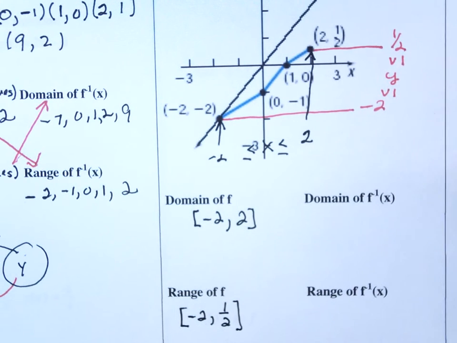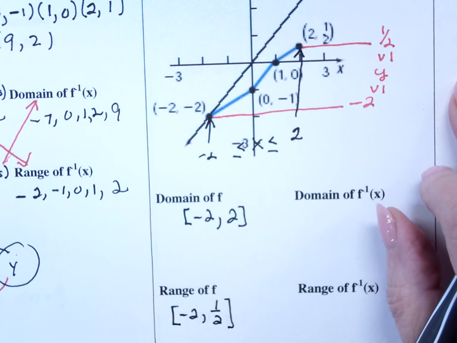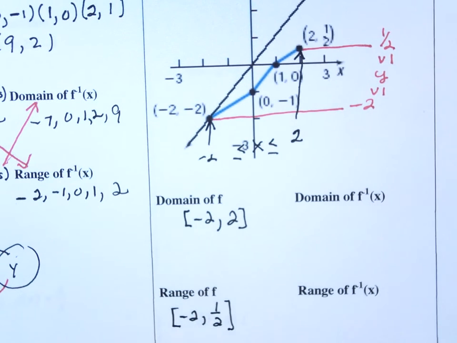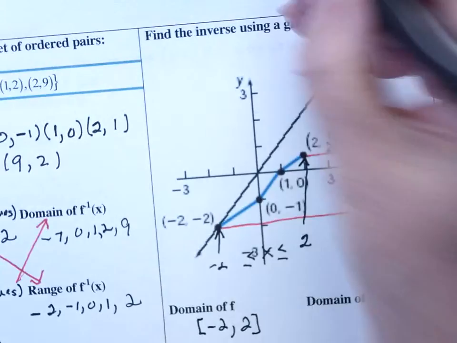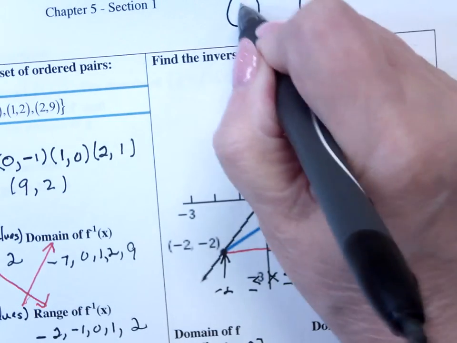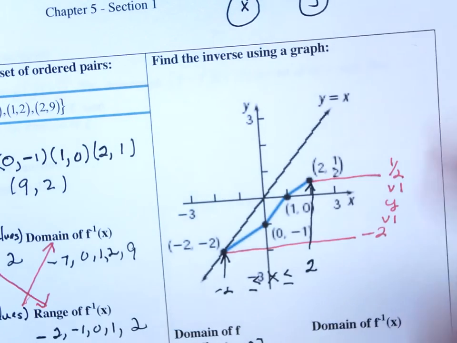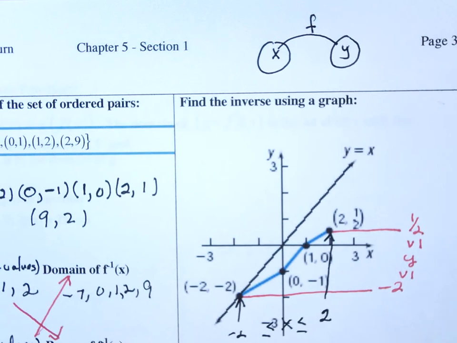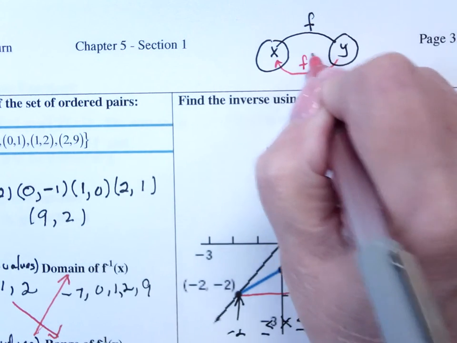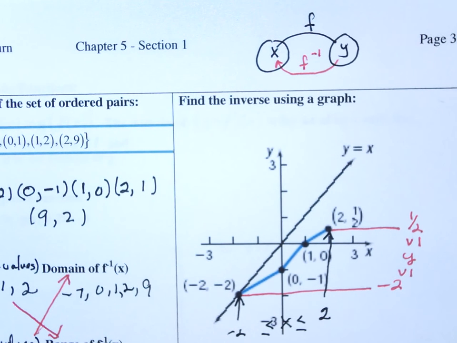Now, if I'm going to find the inverse, what do I need to do? We flip x and y, right? So you're flipping the domain and the range. If I think about how this operates, I have x and y. F goes from x to y, and then the inverse returns it. So in order to find the inverse, you flip x and y, because the inverse brings y back to x. So if -2 goes to -2, then -2 returns to -2. Or, if 2 goes to 1/2, then 1/2 returns to 2.